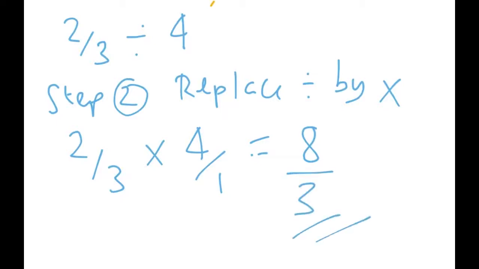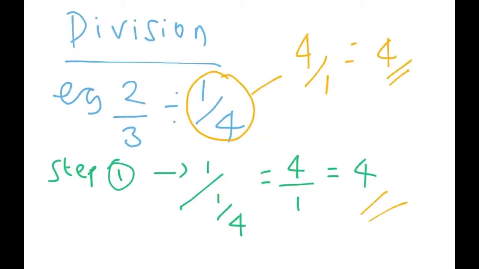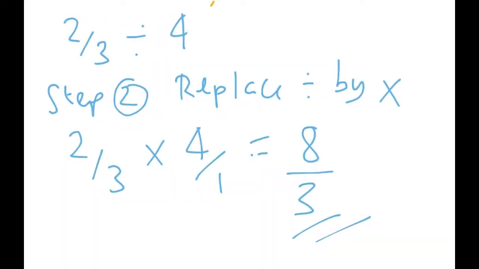So your answer is 8 over 3. And so that's all you do. So step 1, you take the reciprocal, or you flip over, you turn it on its head, the second fraction. And then step 2, instead of dividing the two fractions, you multiply them. And we know how to multiply. We just multiply the top, multiply the bottom, and you get your answer.